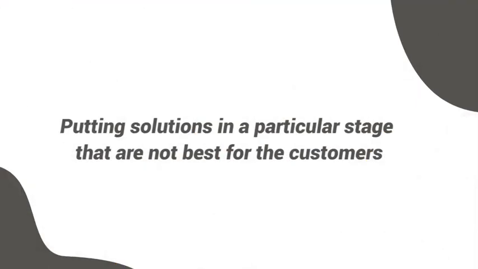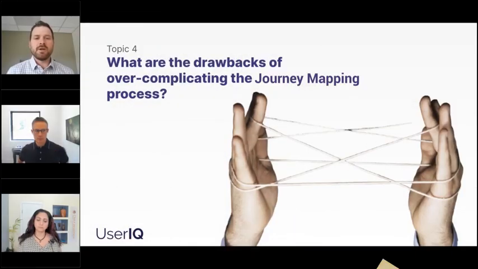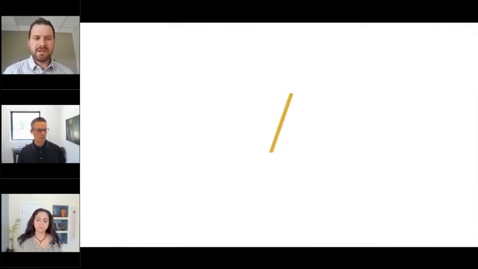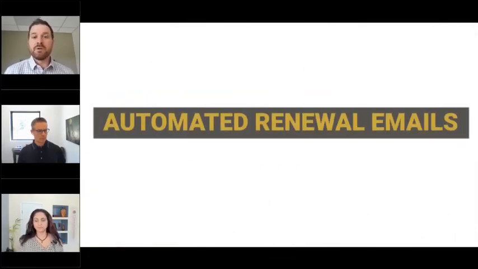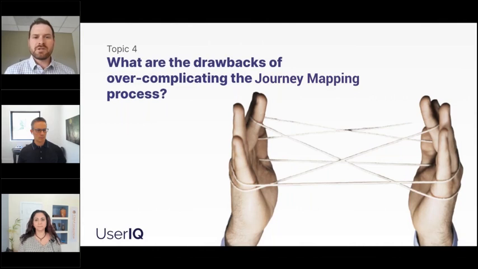The second definition for me of overcomplicating it is when you put in solutions in a particular stage that are not best for the customer. They might be really good for you, but they're not good for the customer. The one quick example I'll share that I've seen is automated renewal emails. These are emails that some folks get that say, hey, congratulations, you renewed with us for the next year at X amount of dollars. We have a lot of machines in today's world, but the buying process is still very much a person or people selling to a person or people.